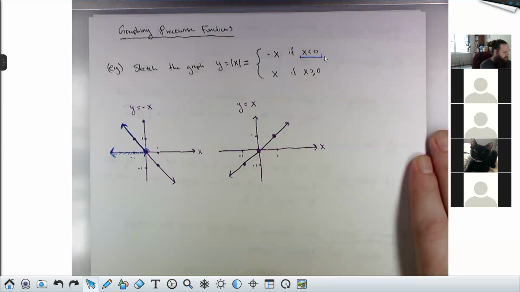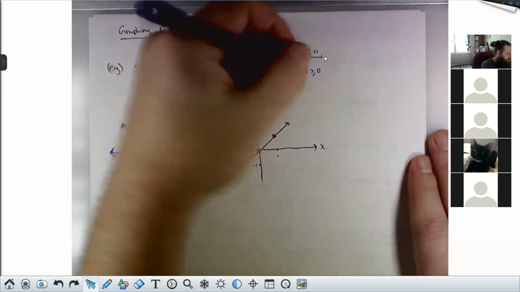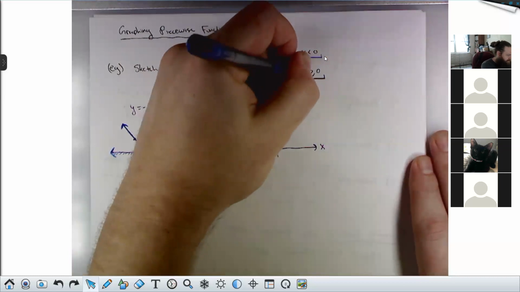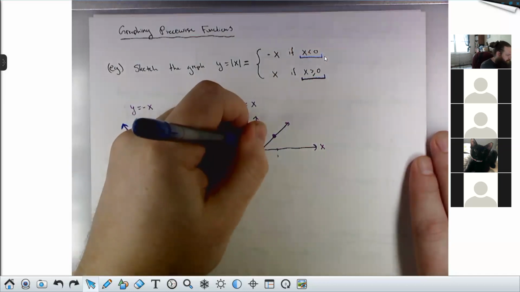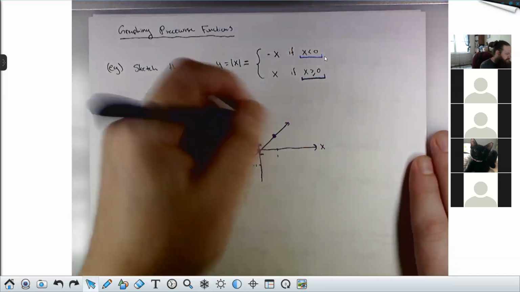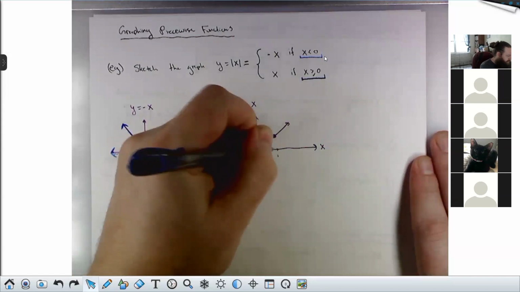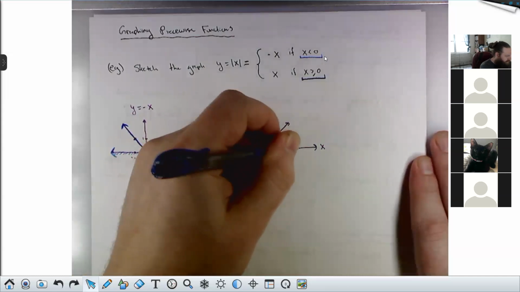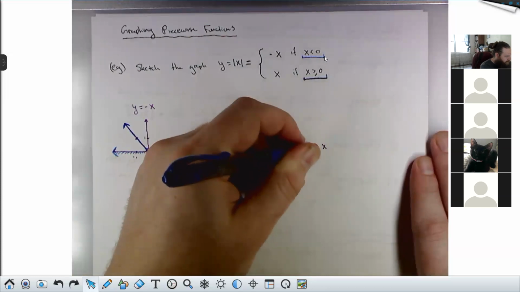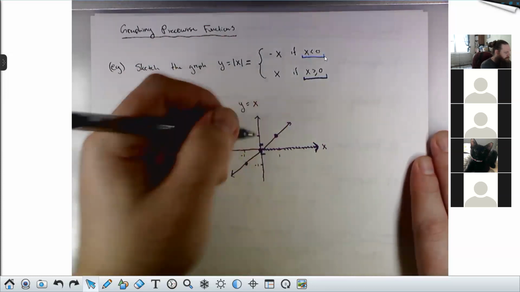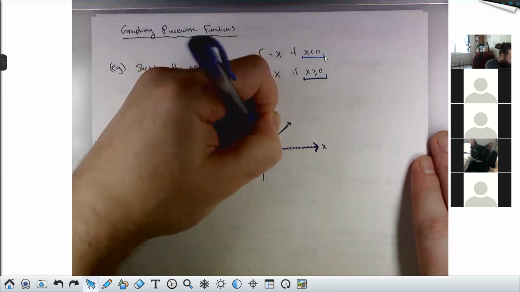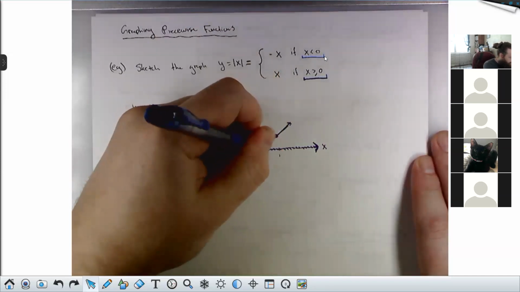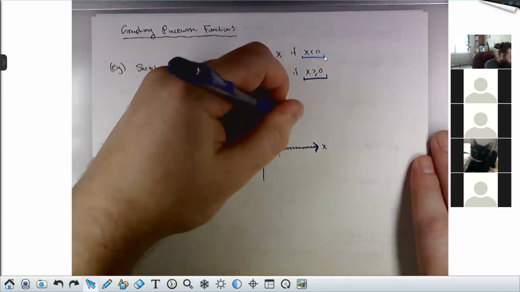On the other hand, if I look at the graph of my second piece and I restrict my attention to the x's which are greater than or equal to 0, that means I'm looking at these x values, including 0 and anything to the right. And the corresponding part of the graph is this part. This would include that point at (0, 0).